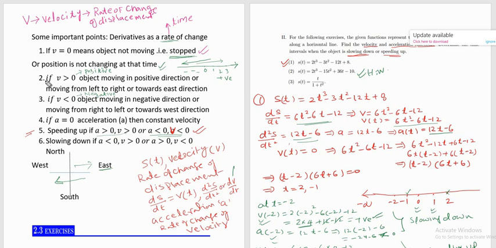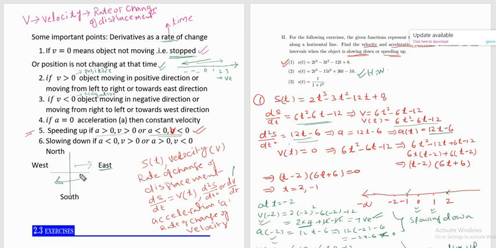So what we have to do? If velocity v is positive, it means the object is moving in the positive direction, or moving from left to right, or towards the east direction. What does that mean? See that one?